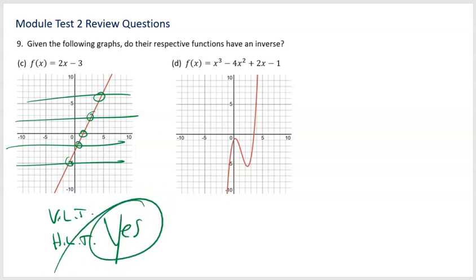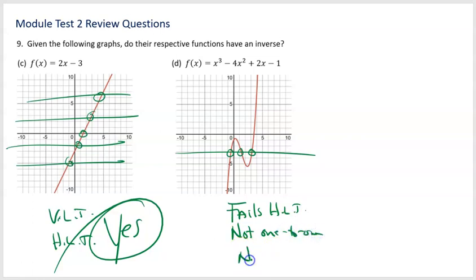On the other hand, this polynomial x to the third minus 4x squared plus 2x plus 1 passes the vertical line test, but look, it fails the horizontal line test right there. And if you can come up with just one horizontal line where it intersects the graph more than once, that means it fails the horizontal line test. It also means it's not one-to-one, which also means it has no inverse. So this particular function does not have an inverse.